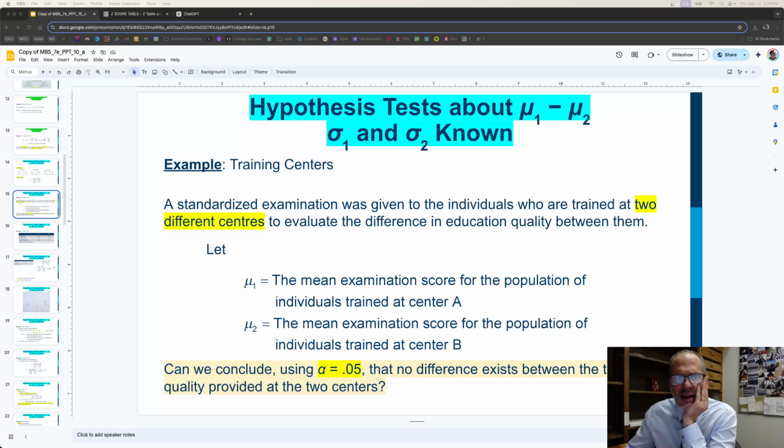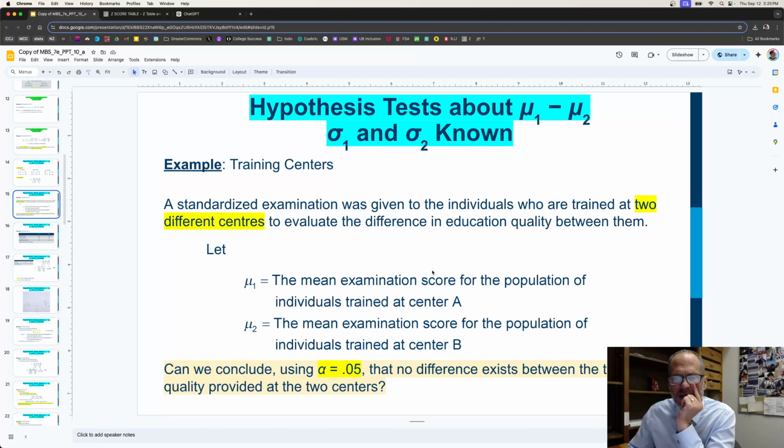You're going to have the mean of the population at one center: how do they do on the standardized exam, what's their average score? And then at the other training center, what's their average score for the population on the exam? We're going to make inferences about the population mean score from each of these centers based upon the sample that we take.